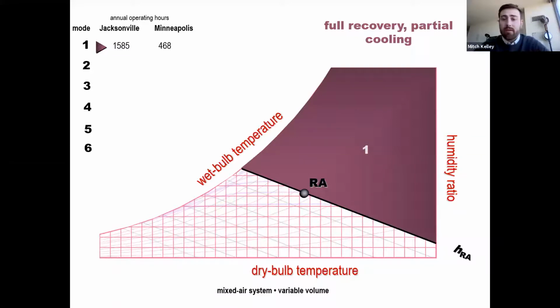The table in the upper left-hand corner of the slide shows the number of hours that an example system will operate in this mode. In each of these 2 locations, notice that Jacksonville, the predominantly cooling climate, spent many more hours than Minneapolis with the wheel operated in this cooling mode.